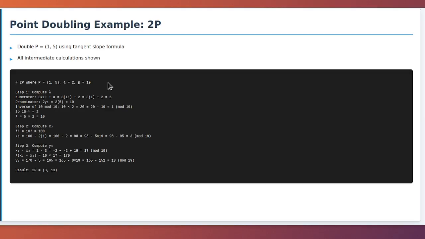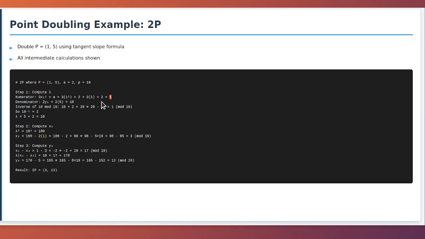We need to compute 2p first. We calculate lambda. Lambda equals the quantity 3 times x sub 1 squared plus a, multiplied by the inverse of the quantity 2 times y sub 1, all modulo 19. Let's compute the numerator. 3 times 1 squared equals 3 times 1, which equals 3. Then, 3 plus a equals 3 plus 2, which equals 5. So, the numerator is 5.